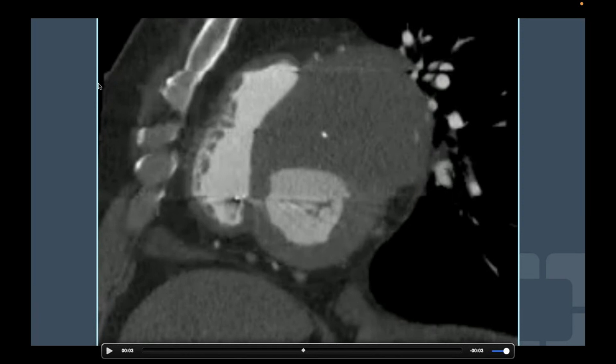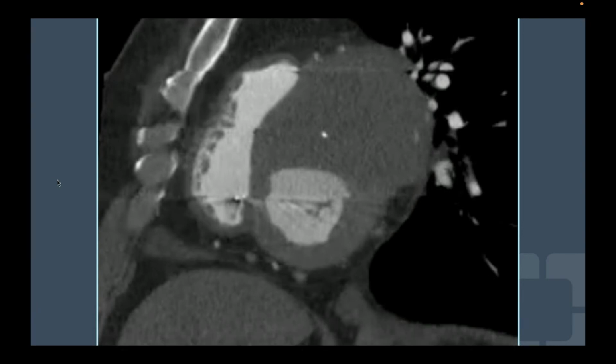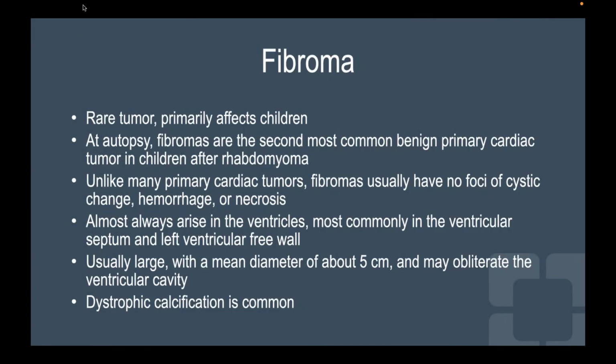Okay. All right. I'm honestly not sure. All right, no, that's perfect. We're all here to keep learning. Like I said, I learned something about this when I was reading about the case. So this is a cardiac fibroma.